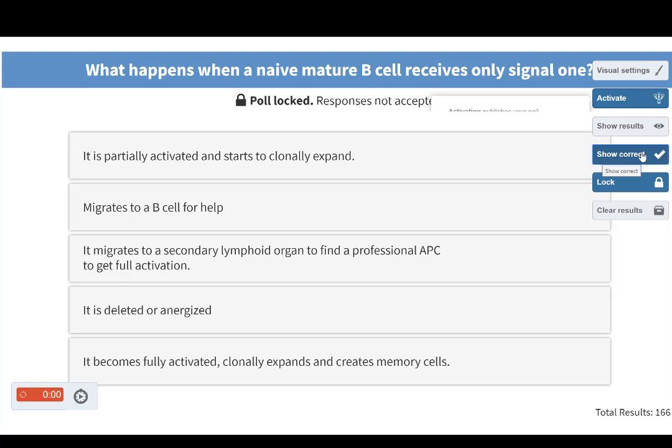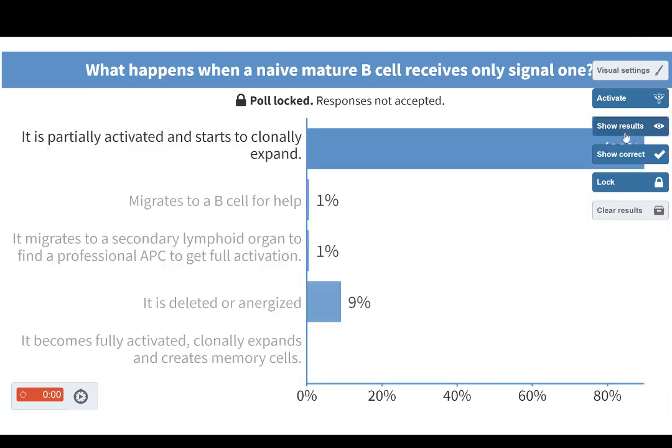Okay? The correct answer is, let's see how many people... come on, people. But people say, well, you didn't say then it dies from neglect. So I said, in the question, what happens when a mature naive B cell receives only signal 1? It's going to become partially activated and clonally expand. Yes, it will eventually die from neglect, but that's what it's going to do. Is it deleted or energized? No. It is not deleted, it dies from neglect. It has been partially activated.